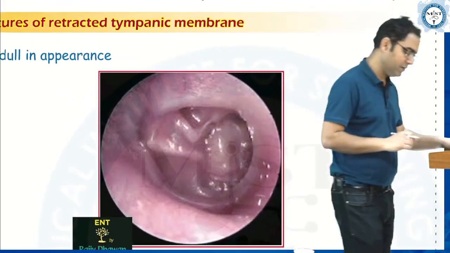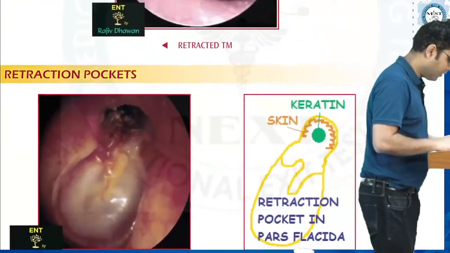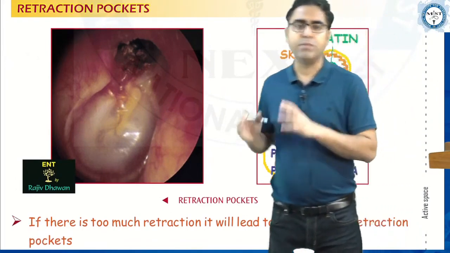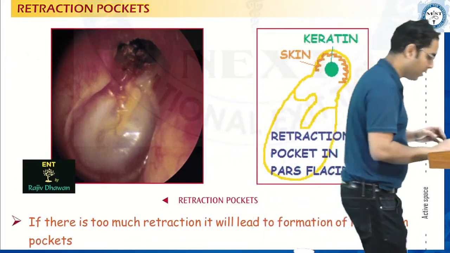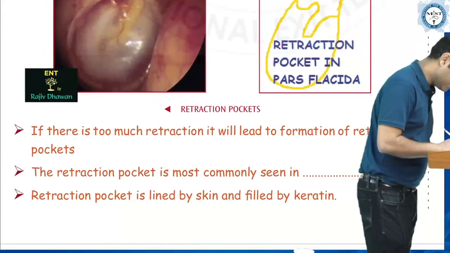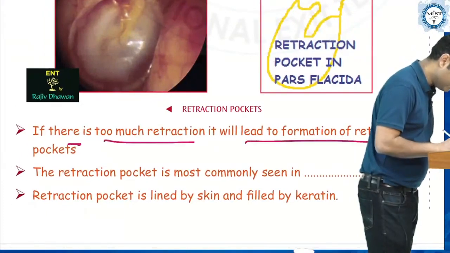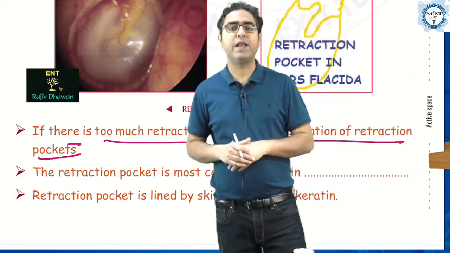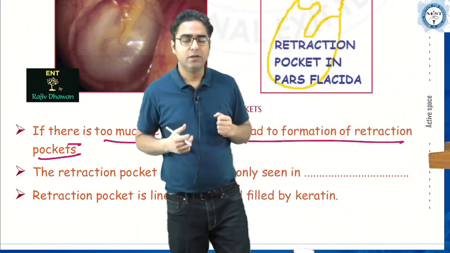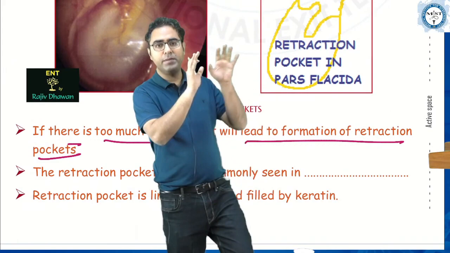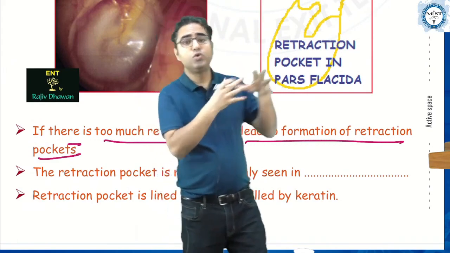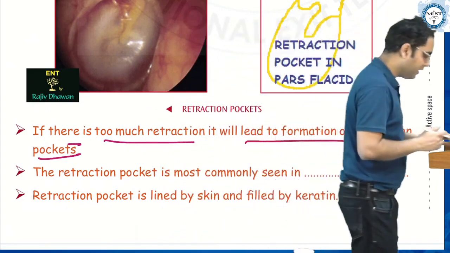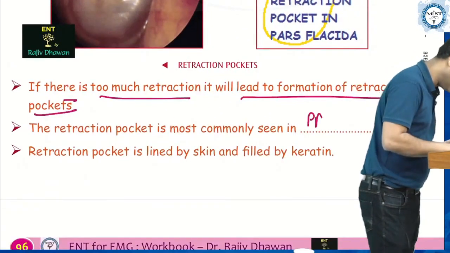Okay, fine. Now, next one, beta. Retraction pocket. What does retraction pocket mean? If there is too much retraction, it will lead to the formation of retraction pockets. It got sucked too much. Negative pressure behind the tympanic membrane has sucked the tympanic membrane, but too much retraction will lead to the formation of a retraction pocket. The retraction pocket is most commonly seen in the pars flaccida.